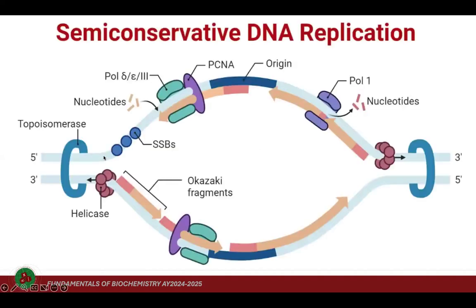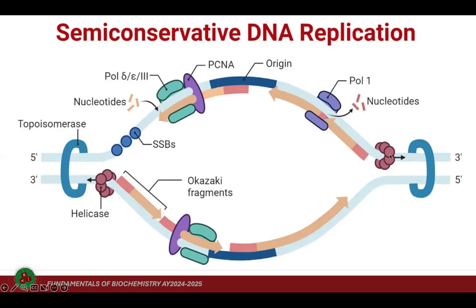Okay, so here is a very good diagram of what exactly a replication bubble looks like and what is happening here. So we will see here the important molecules involved in replication, such as these topoisomerase, helicase, etc. The only thing you have to note at this point is the features. So you have the replication bubble and you have the two replication forks.